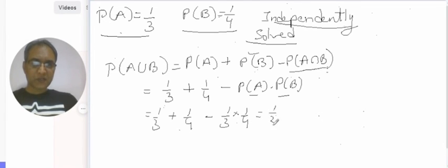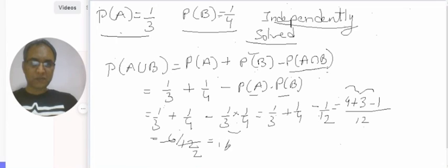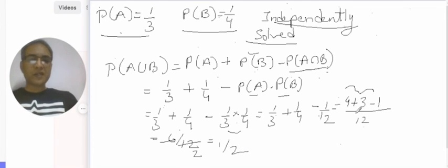So this is 1 upon 3 plus 1 upon 4 minus 1 upon 12. This 3 into 4 becomes 12. Now let us take 12 as LCM. If you take 12 as LCM, 3 4s are 12, 4 3s are 12, 12 1s are 12. So this is 4 plus 3, 7 minus 1, that is 6 upon 12. Cancel this 6 and 12, so we have 1 upon 2. So the probability that the problem is solved is 1 upon 2.